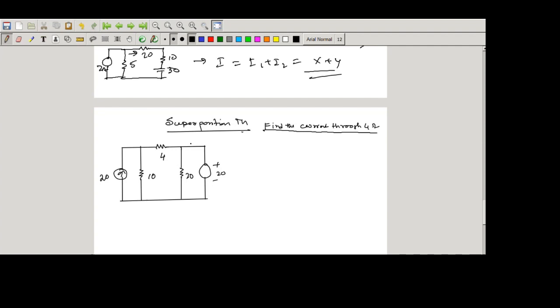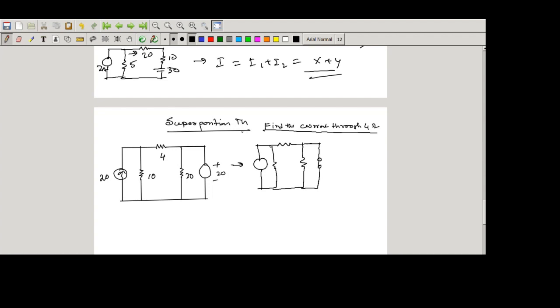Now we have to find the current through the 4 ohm resistance. So we have to calculate this 4 ohm resistance current. First we consider the 20 ampere current source is present and the 20 volt source is off. Now what is the circuit? If we turn off that 20 volt source, the circuit acts as a short circuit.